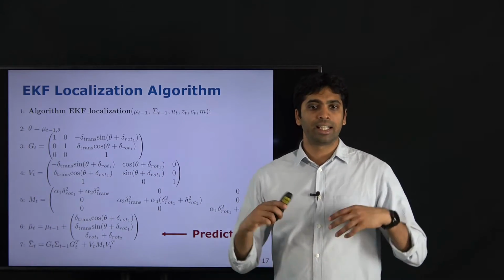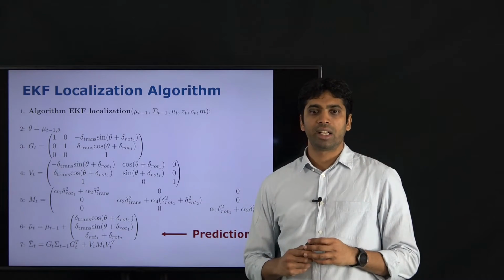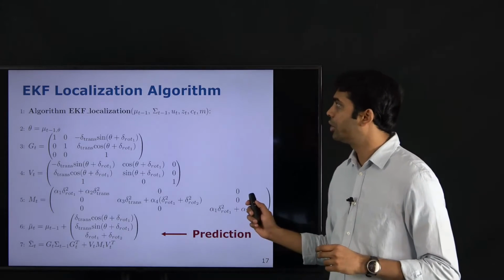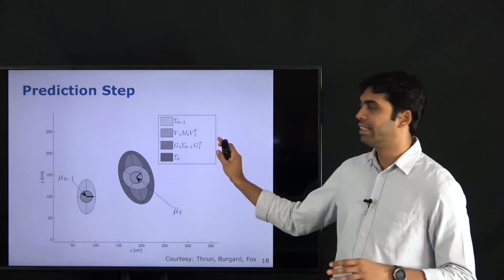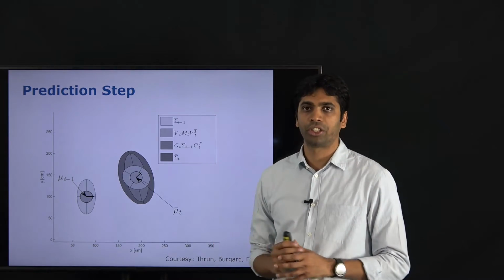So this is basically the prediction step, or the motion update step, and what I would now like to do is to visualize the same in this graph here. It's the same formulas, but a visual interpretation of the same.